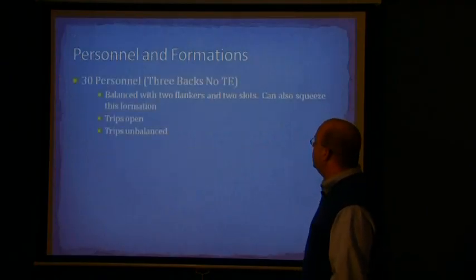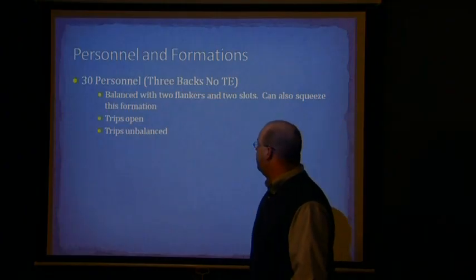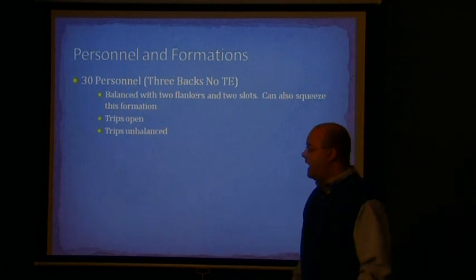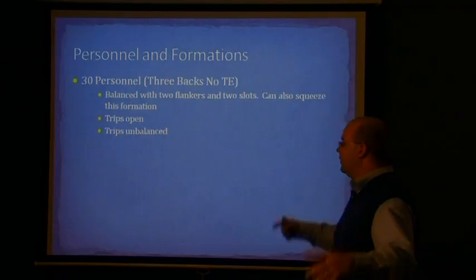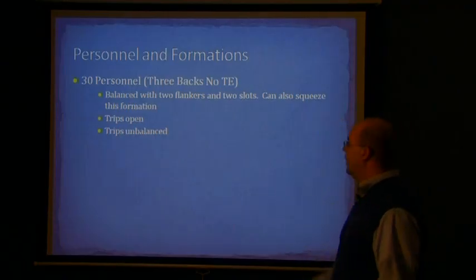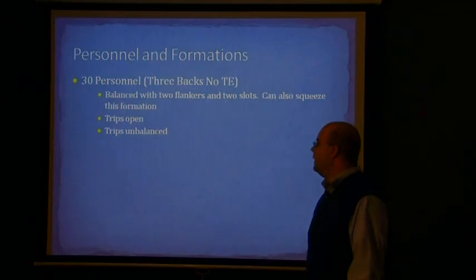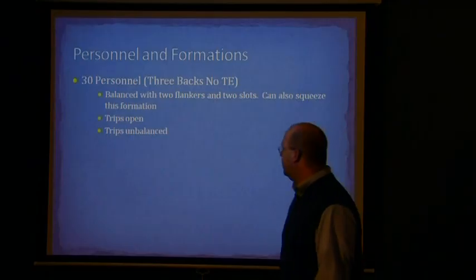Different personnel groupings and the formations that we run out of these personnel groupings. 30 personnel to us is 3 backs, which obviously is the fullback, the 2 slot backs, and 2 receivers. 30 personnel is a no tight end formation for us. And really the 3 different formations that we like to get into.